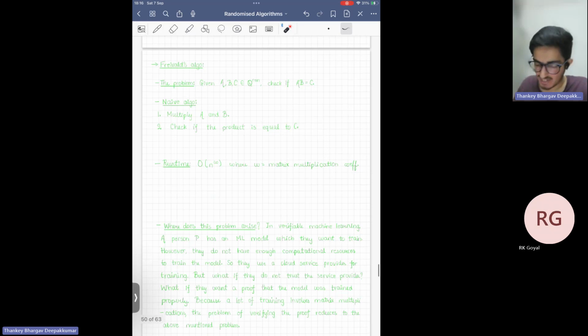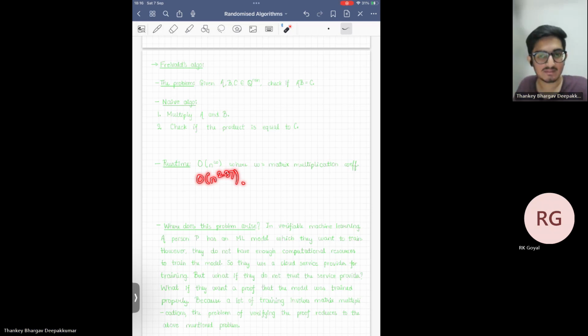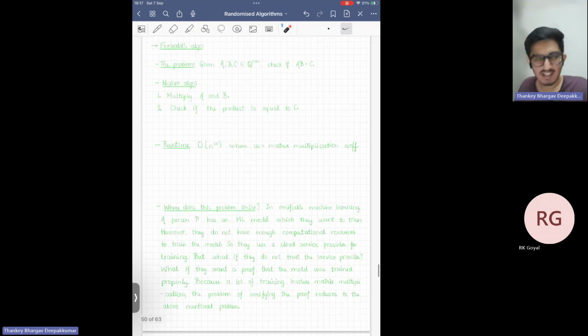Okay. But as of now, this naive algorithm would take n to the 2.37 time. Now I have a paragraph about where this problem arises. I briefly went over this yesterday, right? If you want to outsource an ML model to a cloud, most of the computations are matrix products. If you want to verify that the cloud did it correctly, you have A, you have B, the cloud service provider gives you C, and you want to check this. I won't go over this again.